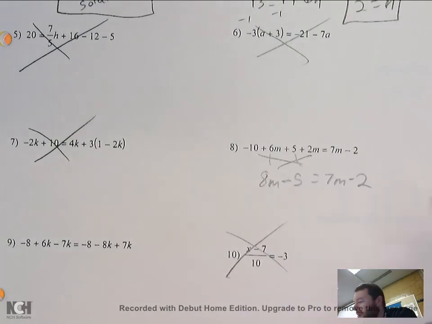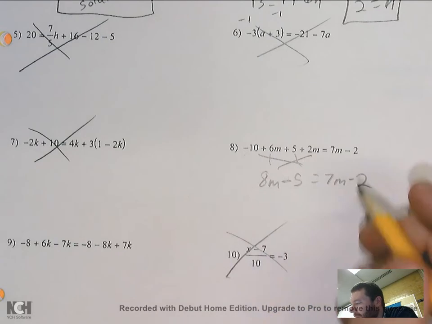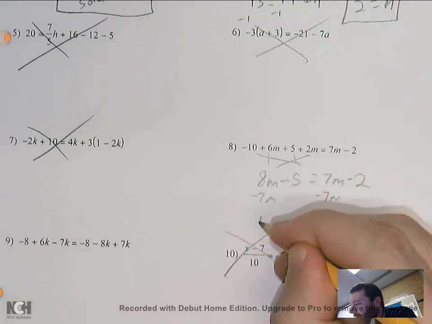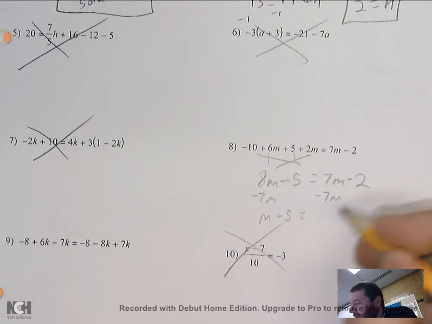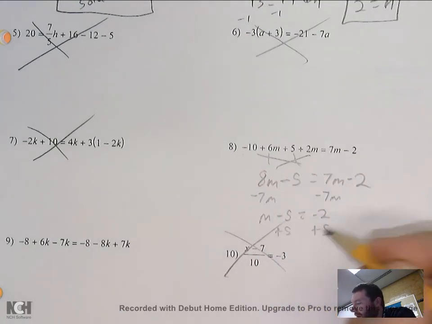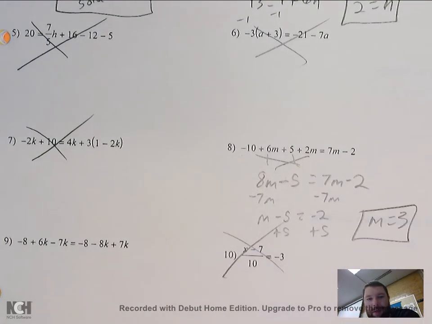Now we're going to move the variable to one side, so I'm going to move the 7m over here. Minus 7m is going to leave me with m minus 5 is equal to negative 2. And then I just add 5 to each side. It's going to give me m is equal to 3. Normal one solution problem.